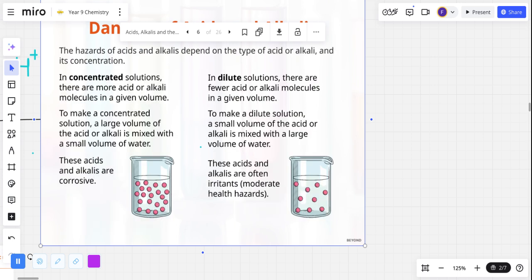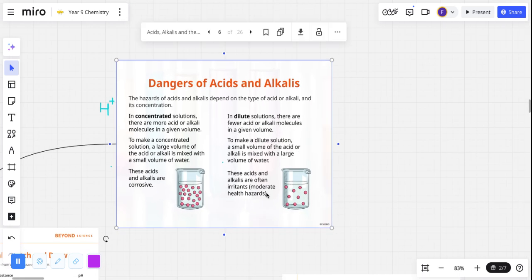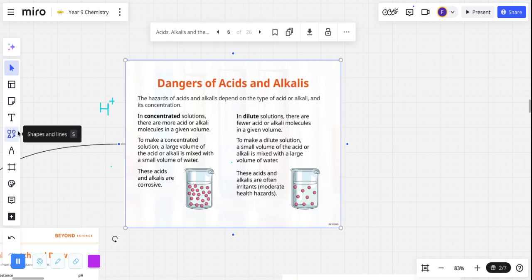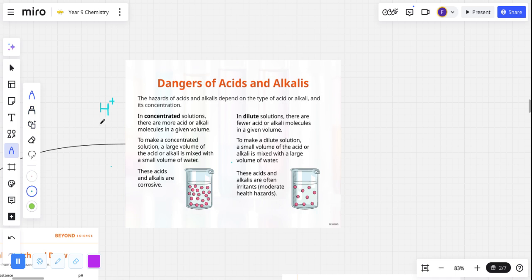So anyway, how we categorize acids is concentrated or dilute. Concentrated acids are very dangerous. You don't have them. You will not have them in your house. They are not available for sale. So yeah, they can be pretty dangerous.